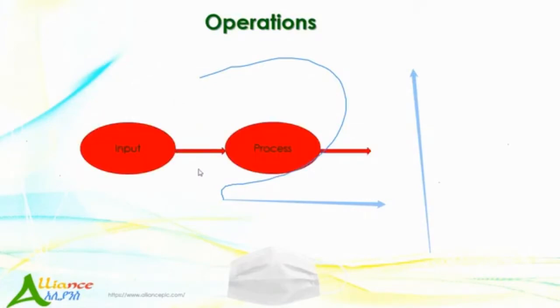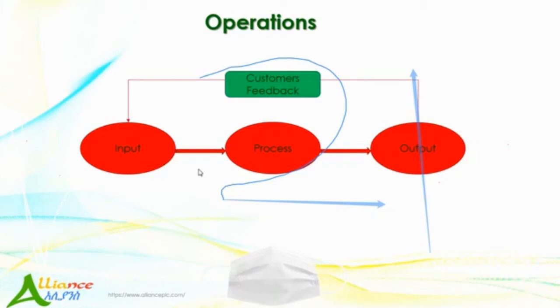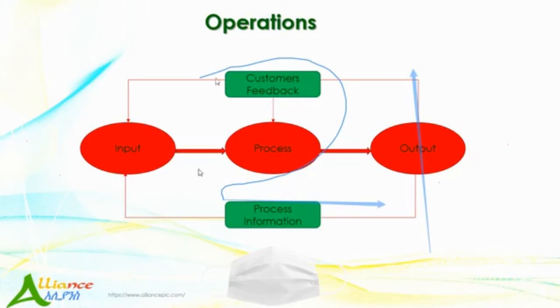This is the operation: there is input, there is process, and there is output. And on the way there are feedbacks from the customers, and there is also information flow back and forth. So what we see here is an operation. Any product, that's what we call the output.